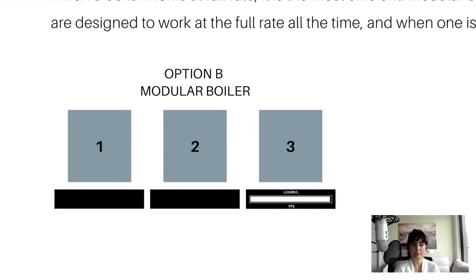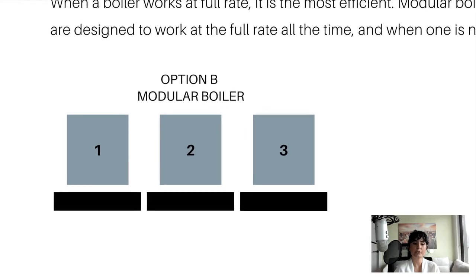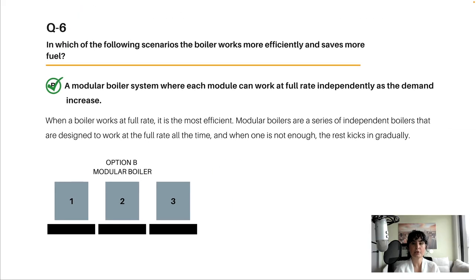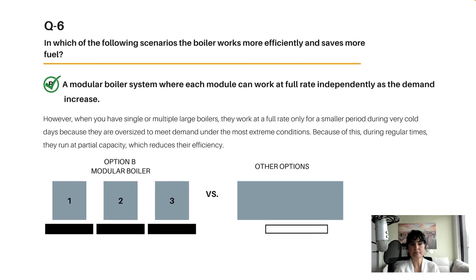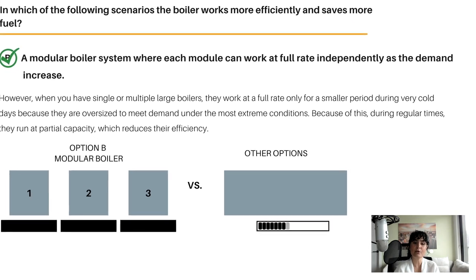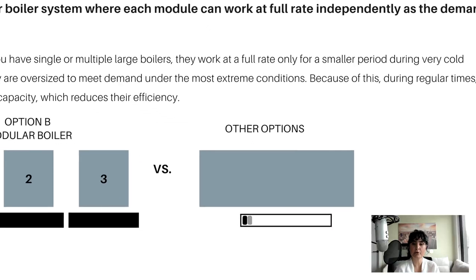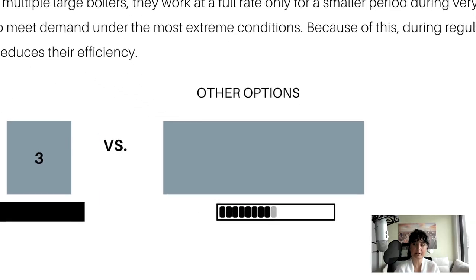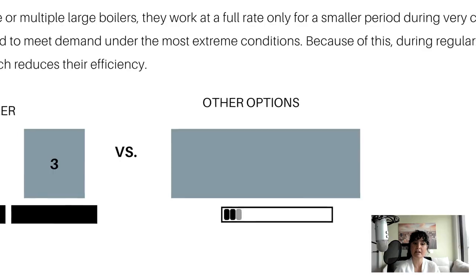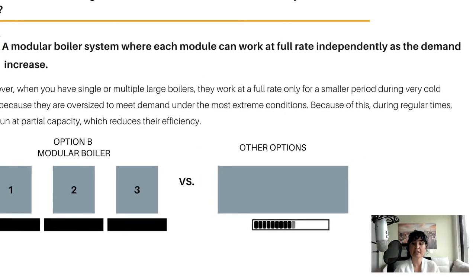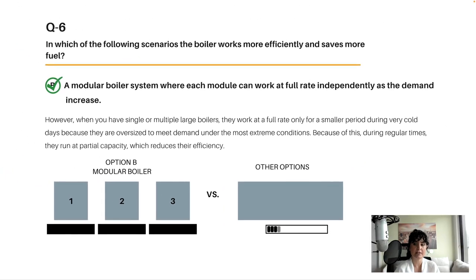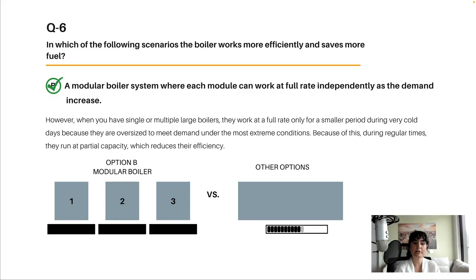Option B says if you had multiple modular boilers, when one is full, the other one is going to kick in, and when the second one is full at the highest capacity, then the third one is going to kick in. However, when you have a single or multiple large boilers, they work at a full rate only for a smaller period during very cold days because they are oversized to meet demand under the most extreme conditions. Because of this, during regular times, they run at partial capacity, which reduces their efficiency.